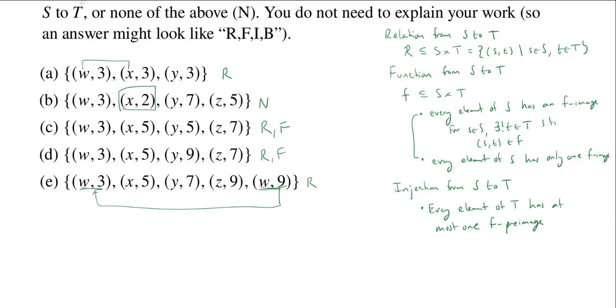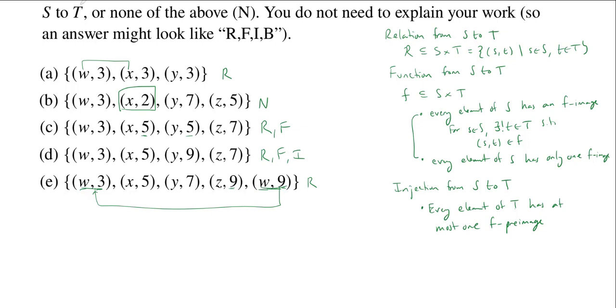3 has W as a pre-image. It also has X as a pre-image. So this is not injective, right? We just look, does a number show up more than once in the second component? Okay, we can skip B, 3, 5, 5, oop, we see 5 shows up twice, so that's not injective. 3, 5, 9, 7, no number shows up twice, this is injective. Okay, 3, 5, 7, 9, 9. 9 shows up twice, so we're not injective. Okay, so actually only one of these was injective.